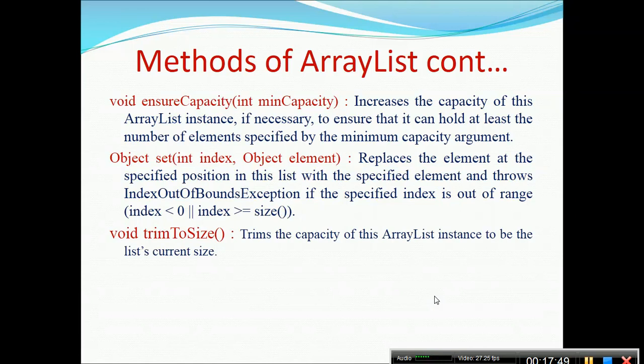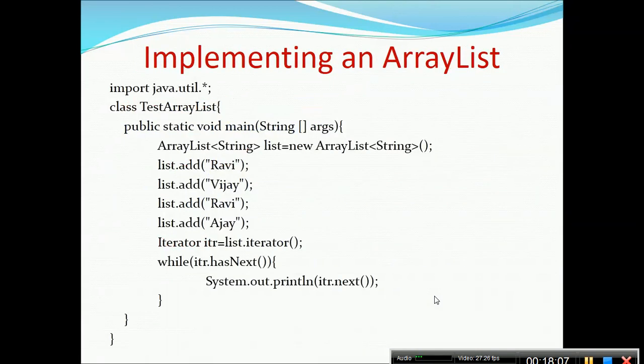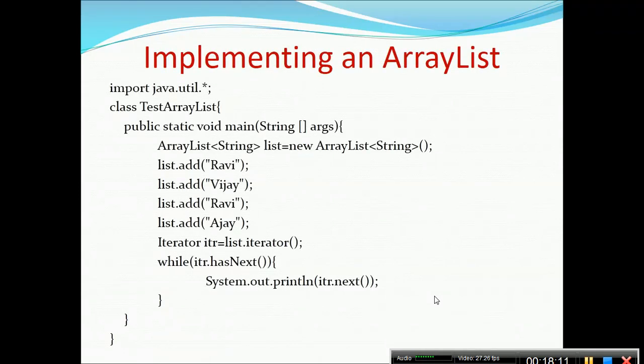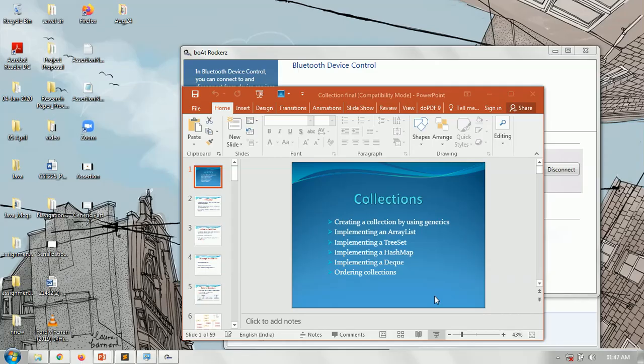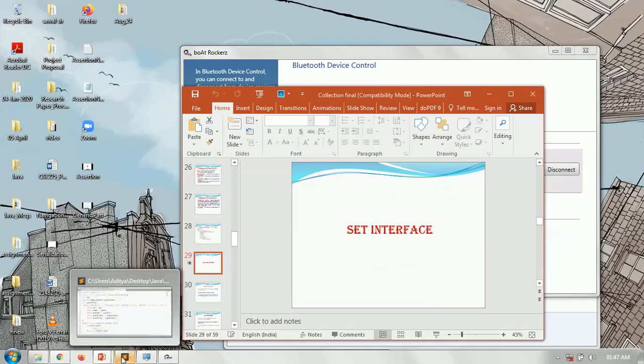Trim to size trims the capacity of the array list instance to be the list's current size. Capacity is the possible number of elements that could be stored, and the size is the actual number of elements. So whenever you call trim to size, the capacity becomes the current size you have. We will see an example of how to implement an array list, and then we will start the set interface. So we will go to the example first.